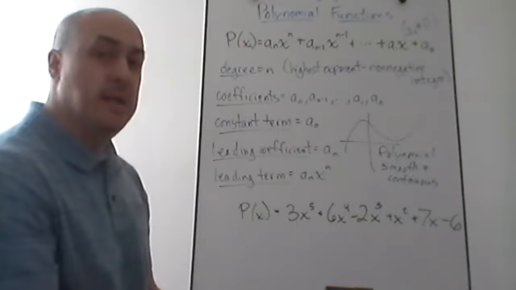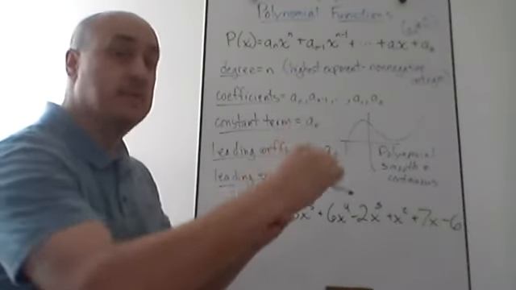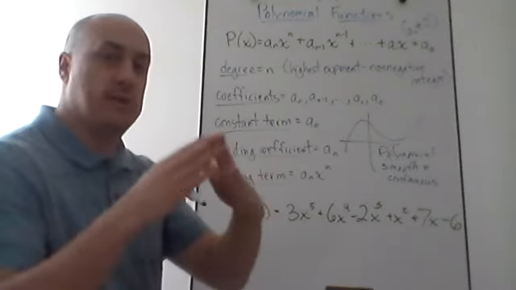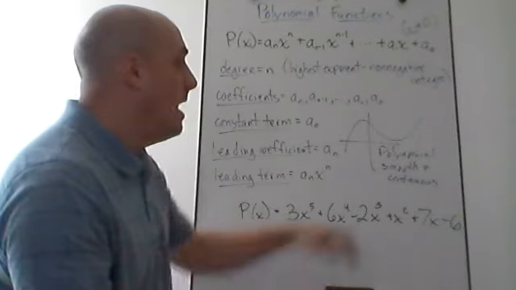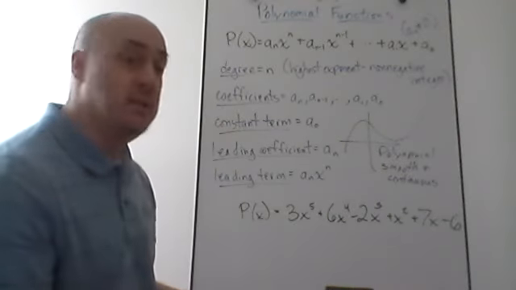Continuous meaning there are no gaps, there's no hole in the graph. Each point is connected to the next point. That's what we mean by continuous. Smooth meaning it doesn't come to any sharp points or anything like that. So the graph of every polynomial function is going to be a smooth and continuous curve.